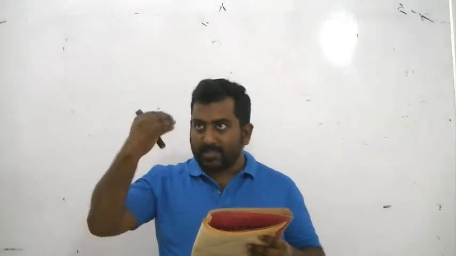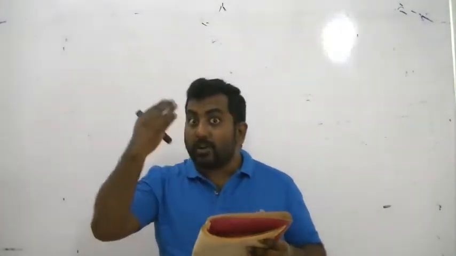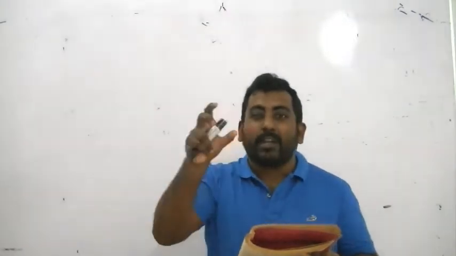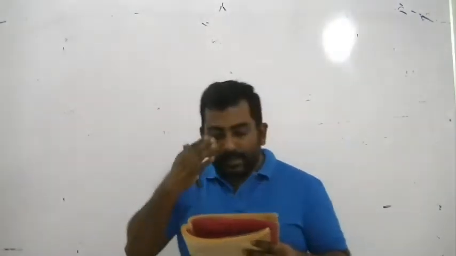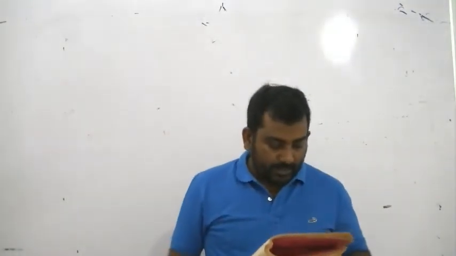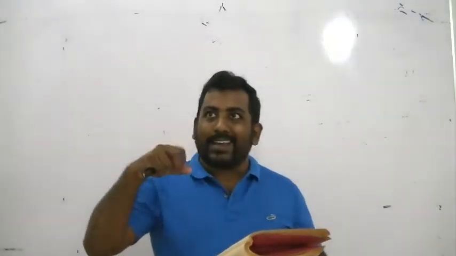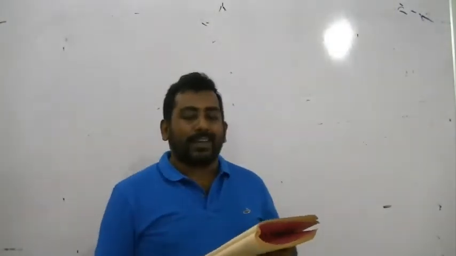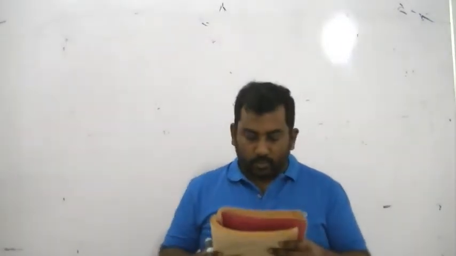Normal adjustment means what? Object at infinity, image also formed at infinity. If the image is formed at infinity, we can view it with a relaxed eye. Right there. The image will form at infinity. Therefore, we can view it with a relaxed eye.